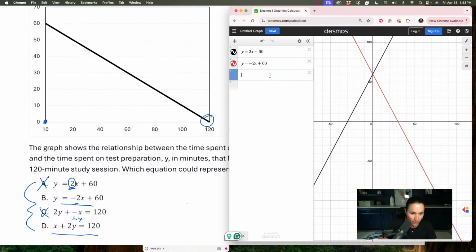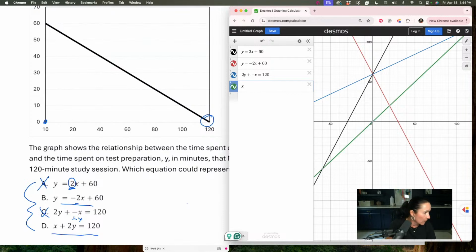Let's add the rest of them. C is, and you can even do this in the wrong form and it'll figure out 2y plus negative x equals 120. Notice it gives you a line, and that one doesn't match either. That one's sort of all over the place here. And then let's do the last one. Should be our answer. x plus 2y equals 120.